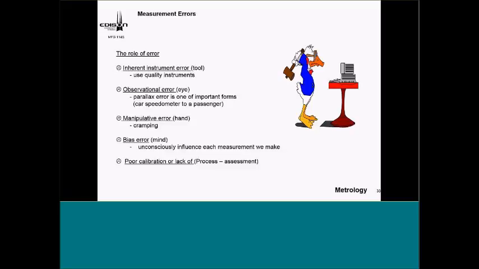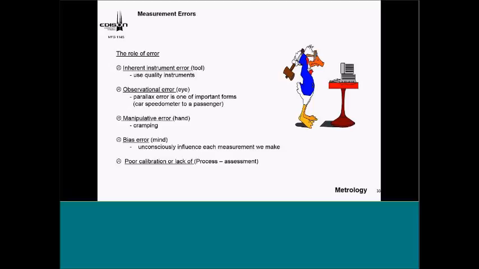And later on, we'll talk a little bit more about this, but when we talk about parallax error, reading a vernier caliper, we have an issue with parallax error. And what I try to use is, you think of a car speedometer to the passenger. If you look at a car speedometer and it's straight up, I'm doing 60 miles per hour, but my passenger looks at it, he's not going to see the 60. So again, that's what we call the parallax error.